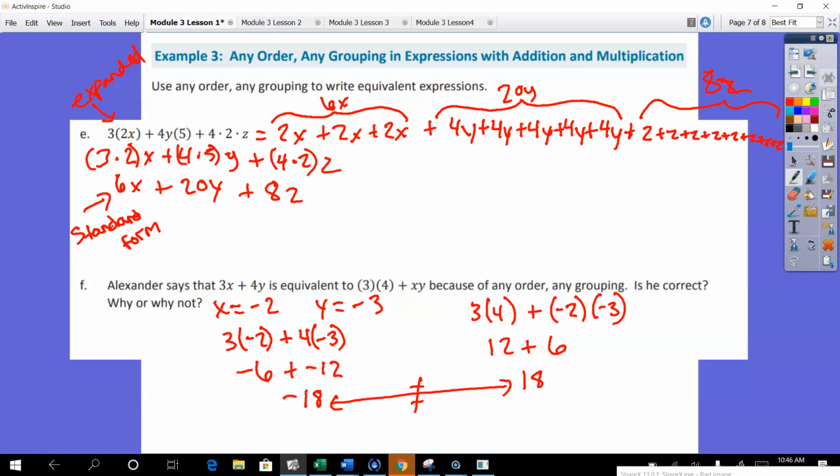So any grouping in order, we can't mix it with the addition and the multiplication. So that's what that's showing here. So in other words, this one had an x. This was in front of the x. This was in front of the y. You couldn't switch up that order. You couldn't put those two coefficients together because they didn't have the same variable behind them. So you couldn't put those together.